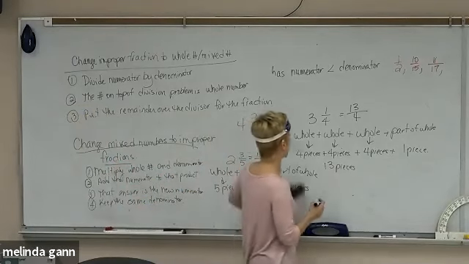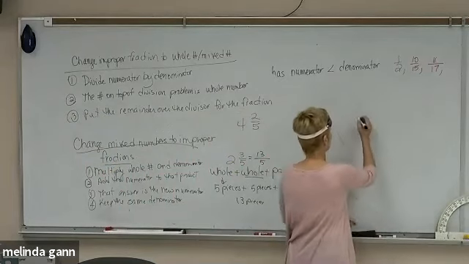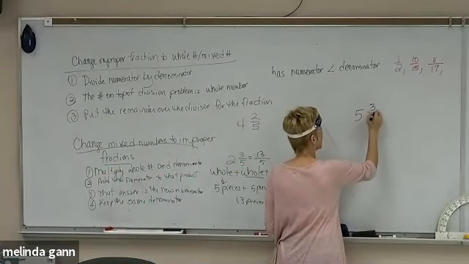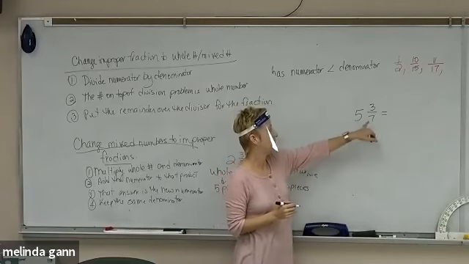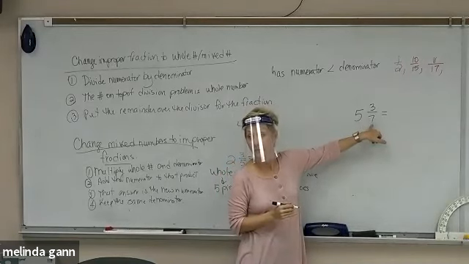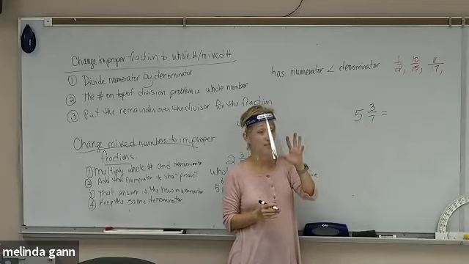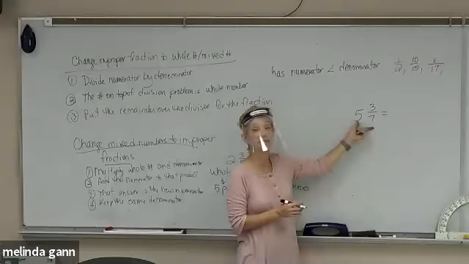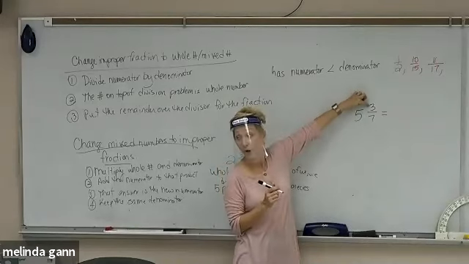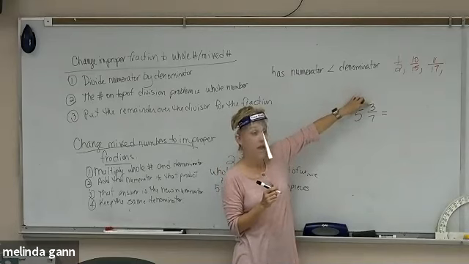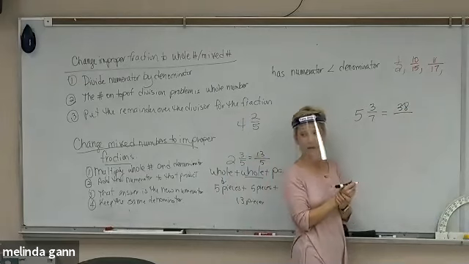So, do we understand then if I gave you this? 5 3/7. How many equal sized pieces make a whole in this block? 7. How many wholes do you have? So if you've got 5 wholes, each of those has 7 pieces. How many pieces is that? 35. Then you have to add your other what? 3 pieces. So now I'm up to what? 38. That becomes my new numerator. What's my denominator going to stay?